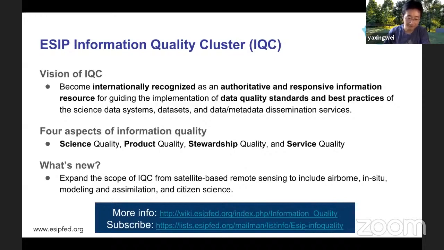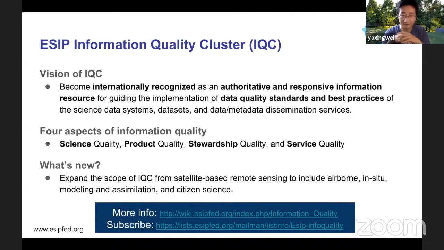And the recent efforts of the ECIP IQC have been focusing on expanding the scope. We traditionally looked at the data quality information associated with satellite-based remote sensing. And now we are trying to expand the scope of the IQC to include other types of data, like airborne observations, in-situ observations, modeling, and the simulation outputs, as well as citizen science data product.